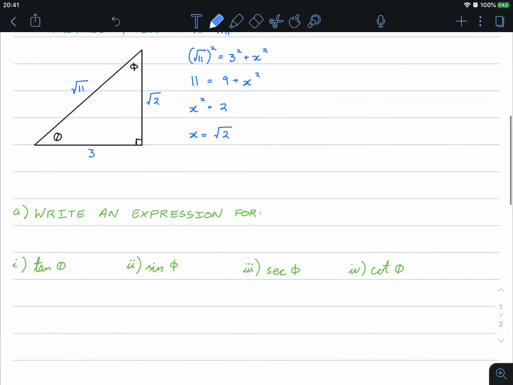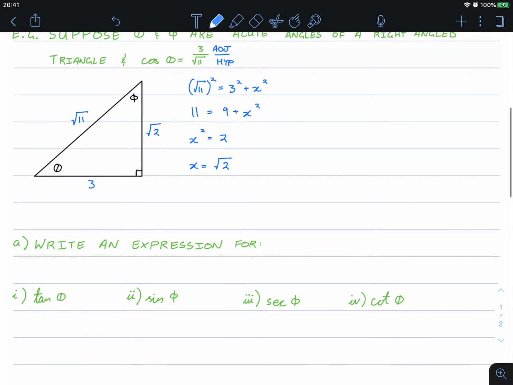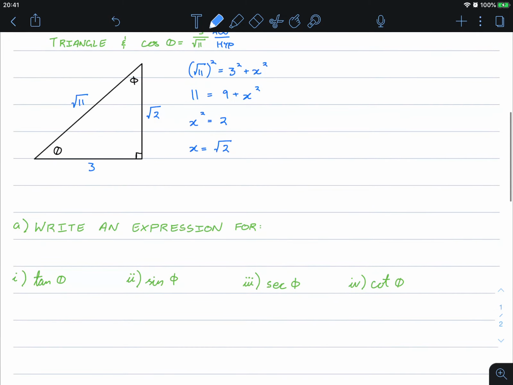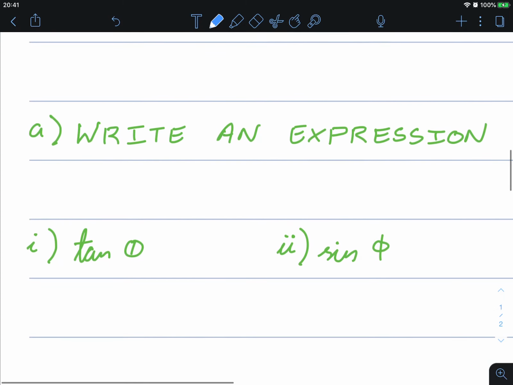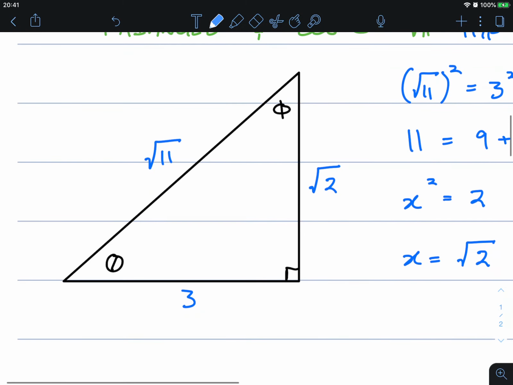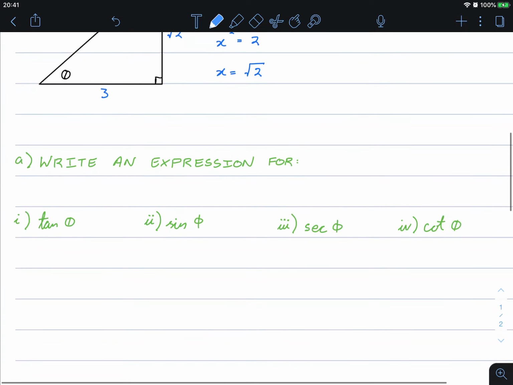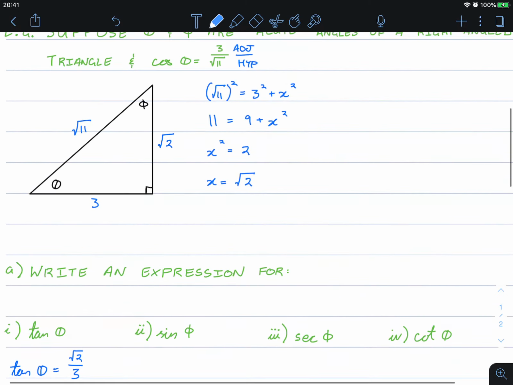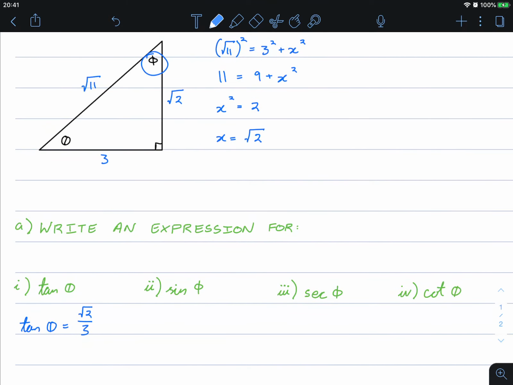And now from here it's very simple to do these remaining questions because we already have a triangle to work with. So tan of theta from this particular triangle is root 2 on 3. Tan theta is root 2 on 3. Sine of phi, so from this angle, opposite over hypotenuse, sine of phi is 3 on root 11.